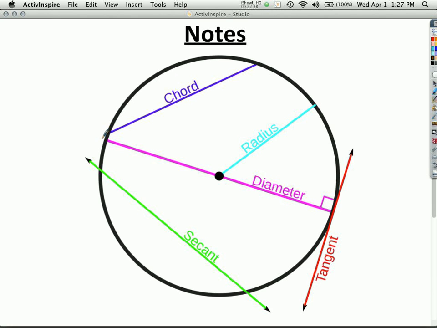Most of the students that I've worked with so far weren't able to get that word out, and that was great. A radius is the distance from the center to the circle. Could have said it's a line segment from the center to any point on the circle. But yeah, it's the distance from the center to any point on the circle. Very good. What about a diameter?